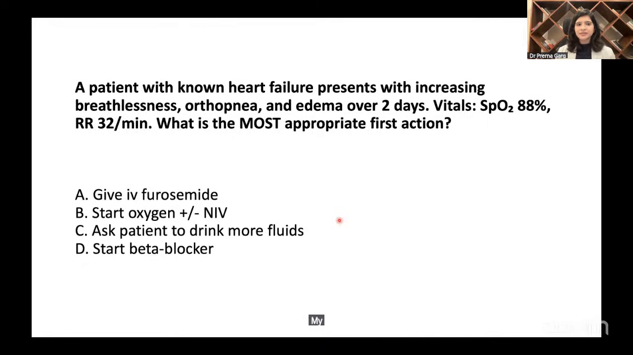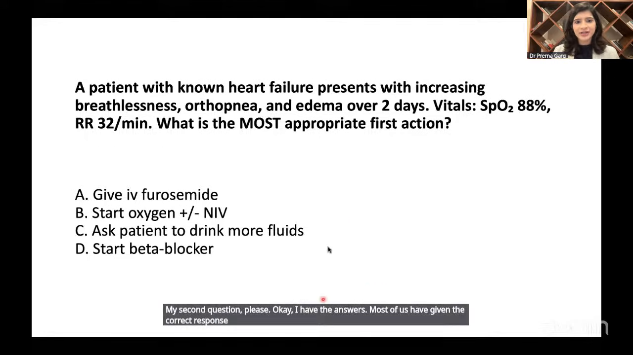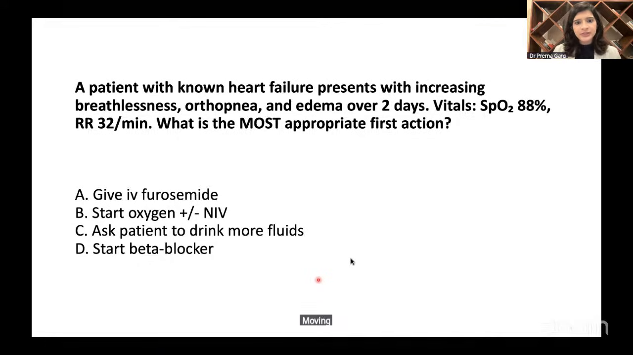My second question, please. Okay, I have the answers. Most of us have given the correct response that we should give IV fluids. Moving on to the next question.